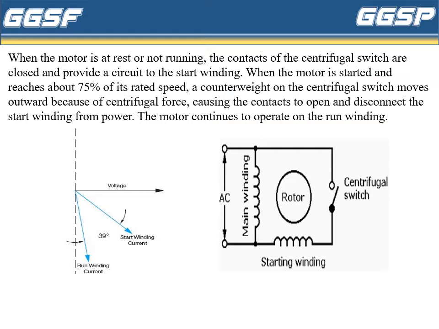When the motor is started and reaches about 75% of its rated speed, a counterweight on the centrifugal switch moves outward because of the centrifugal force, causing the contacts to open and disconnect the starting winding from the power. The motor then continues to operate on the running winding. This diagram shows the phasor representation and circuit diagram of the split phase induction motor, or resistance start induction run motor.